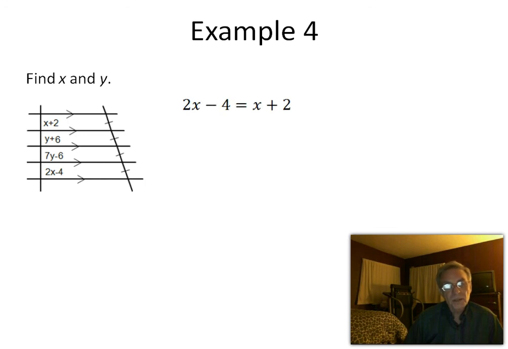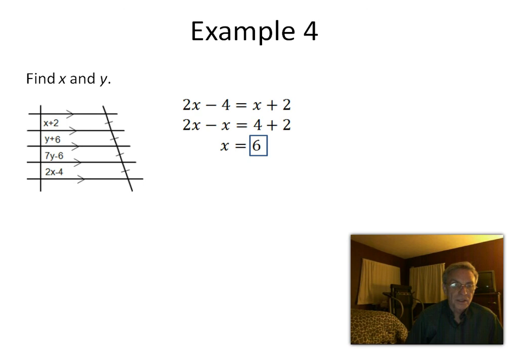So once again we're going to combine like terms. So we're going to move the x to the left and the 4 to the right. So this gives us 2x minus x equals 4 plus 2. So x is equal to 6.